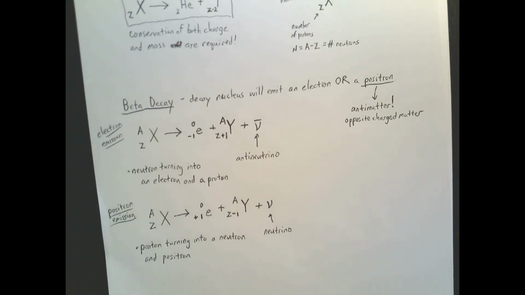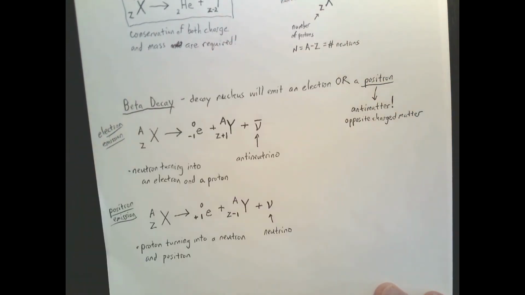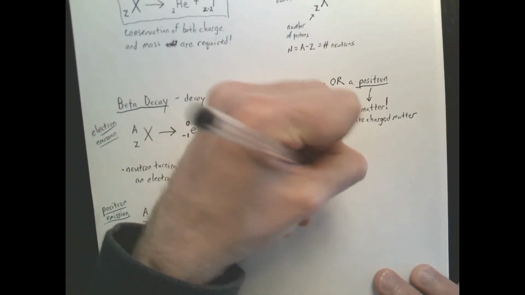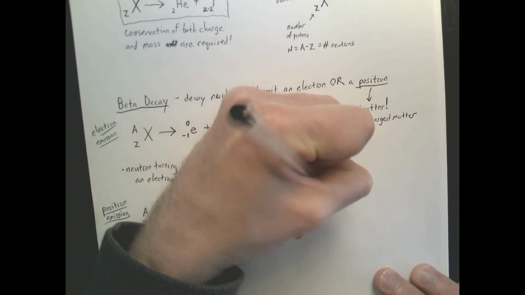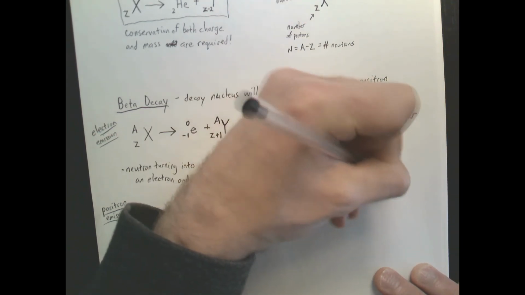Positron emission, or beta decay in general, is the principle behind decay in generally smaller nuclei. So the most common example is carbon-14. It decays via beta decay.